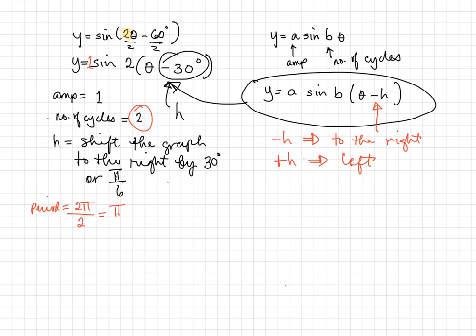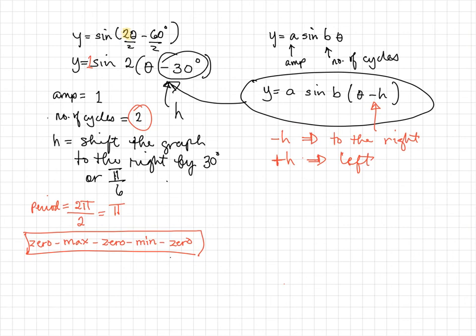That means the whole pattern, again this is sine, so we start with 0, we go up to the maximum, then we go back to 0, then we go to minimum, then we go to 0 again. So the whole pattern there has to be completed once it reaches pi. Okay, so now we are ready to graph. So let us graph.